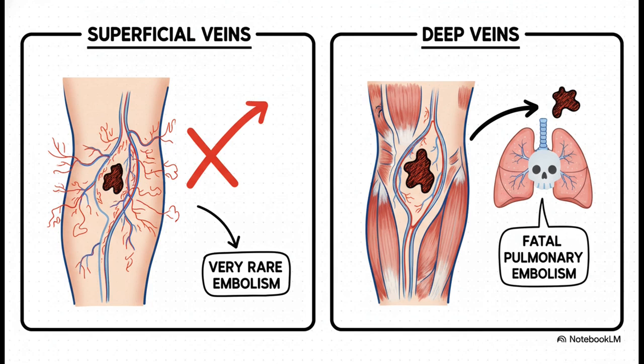But a deep vein thrombosis, a DVT, that's a silent killer. Imagine a patient who just had surgery and is on bed rest. They might feel completely fine, but if a piece of that deep clot breaks off and travels to the lungs, it can cause a fatal pulmonary embolism. That is why you must always, always have a high index of suspicion for DVT.